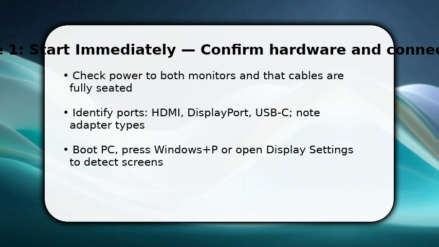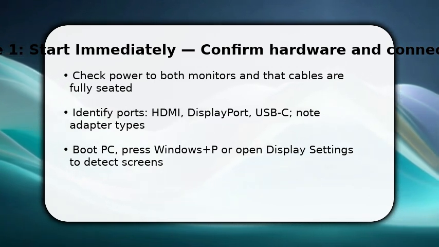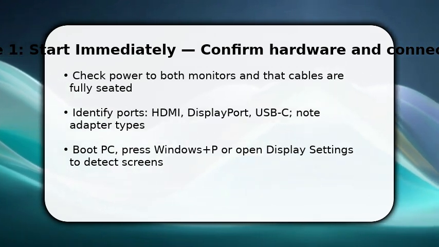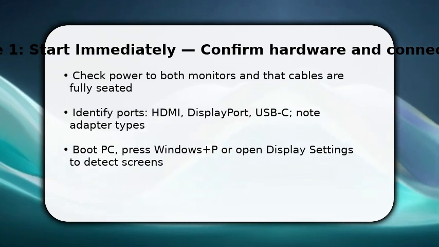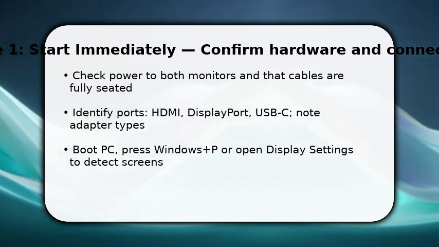Use Windows plus P to cycle modes. This confirms whether the OS sees both monitors. If one remains dark, switch inputs on the monitor and retry the cable to rule out a bad port.